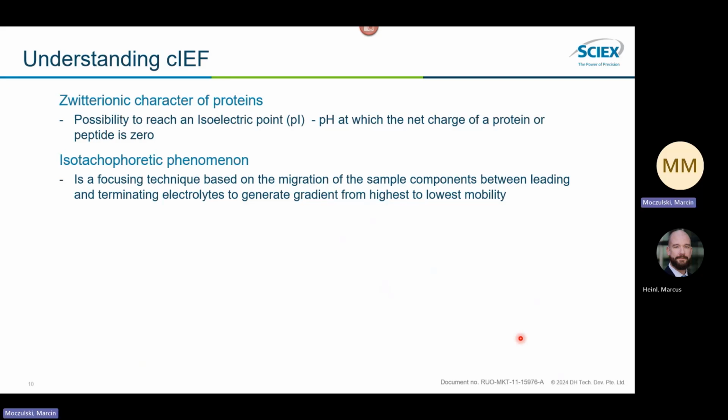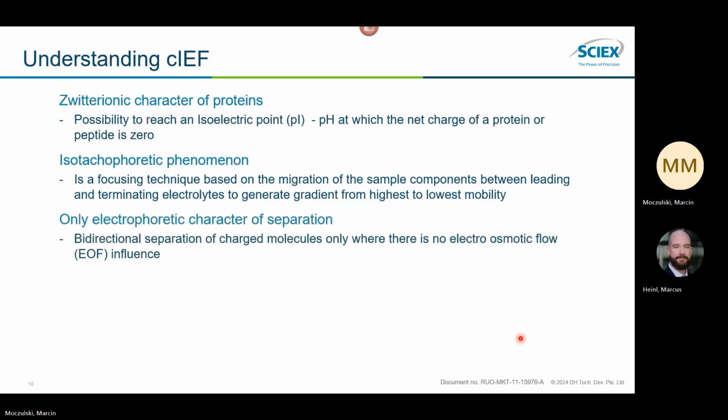Gradient formation is allowed by the isotachophoretic technique, a very simple method where we trap the mixture of our samples between two different types of buffers, leading and terminating electrolytes, which generate specific behavior of ions which replace each other in order from the highest to lowest protonation. In this technique, we use only electrophoretic separation. That means only charged molecules can move in the electric field.